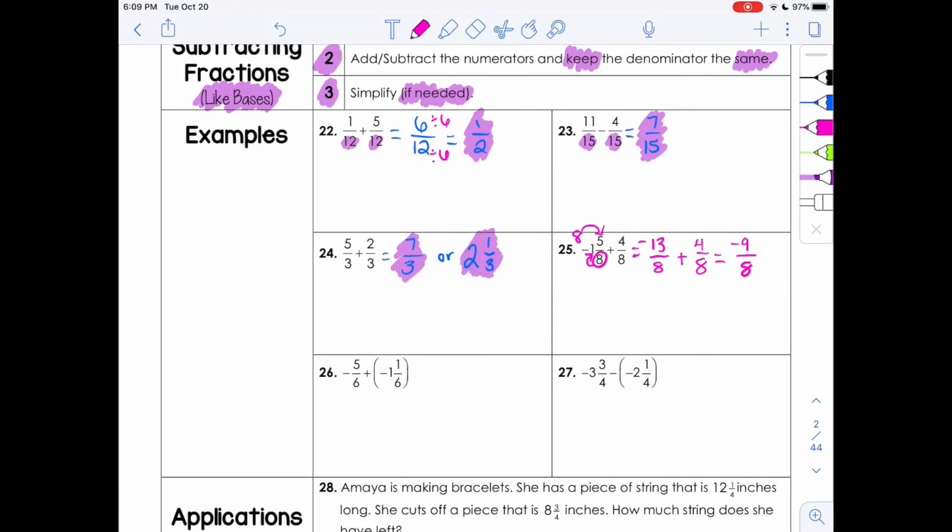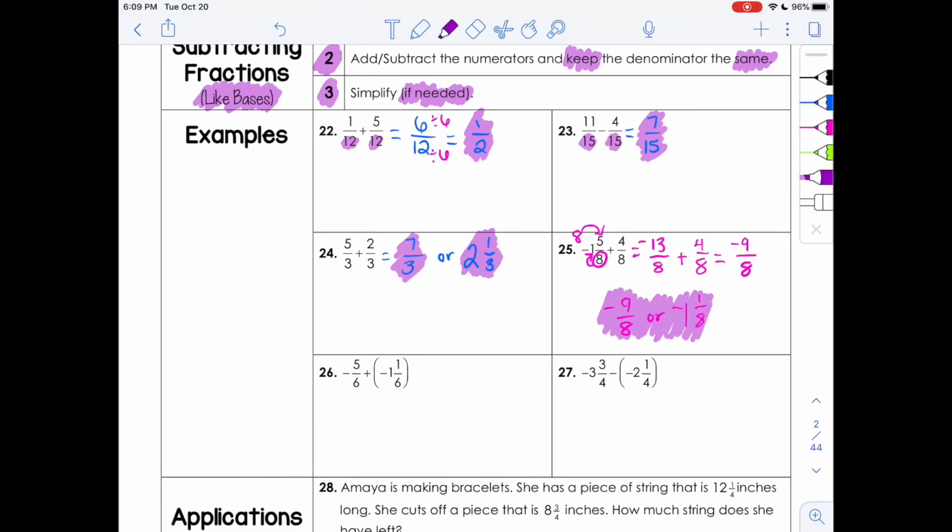So our final answer is negative 9/8, or remember, we can change that to a mixed number. 8 will go into 9 one time with 1 left over, and our denominator stays the same, and it's still negative. So we want to make sure that we remember that negative sign. We don't want to forget it. So either one of these would be your correct answer. Make sure that you're reading directions and you're reading the problem to know which form to write your answer in.